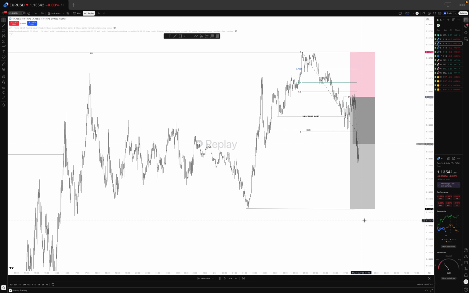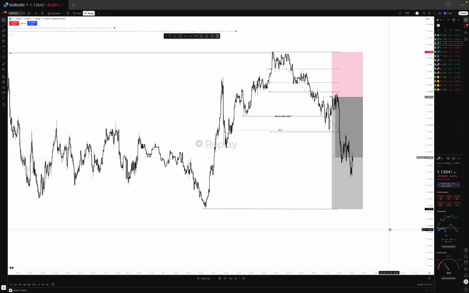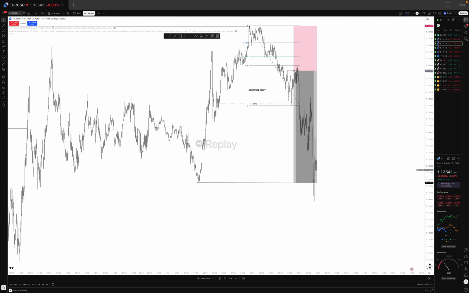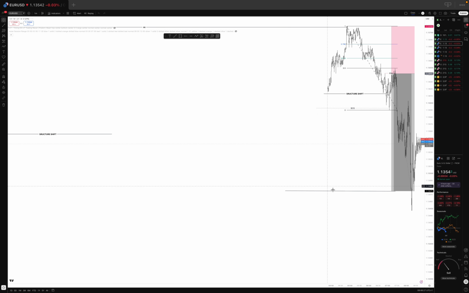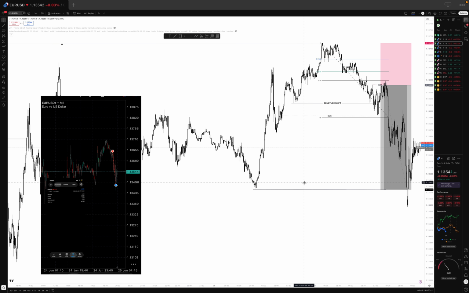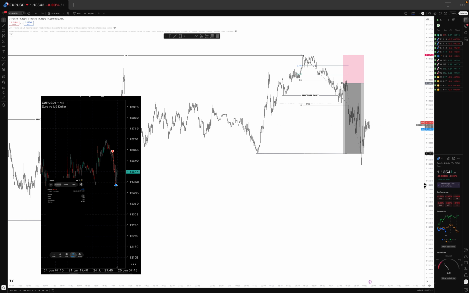Price got induced and went straight to my TP, and that was that for today. Simple, just simple stuff. It's not complicated.